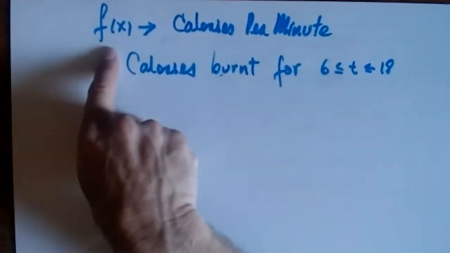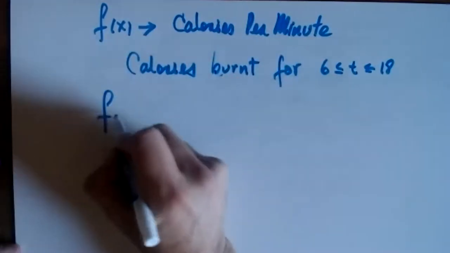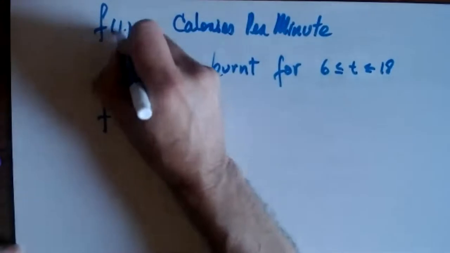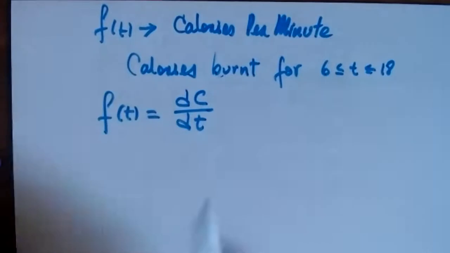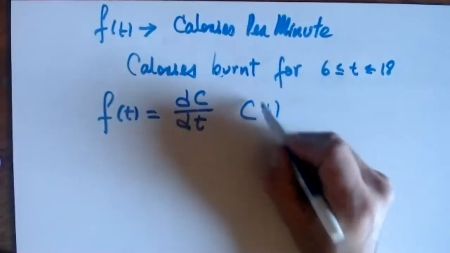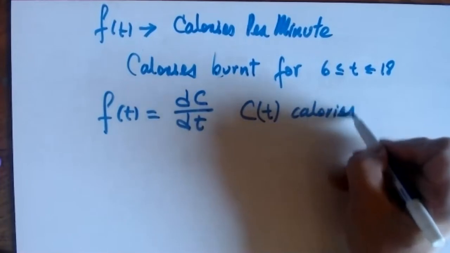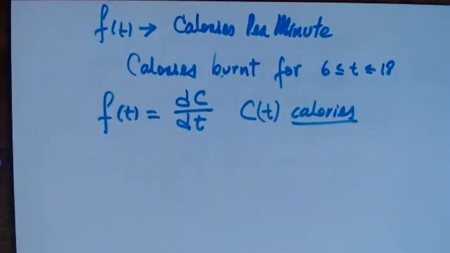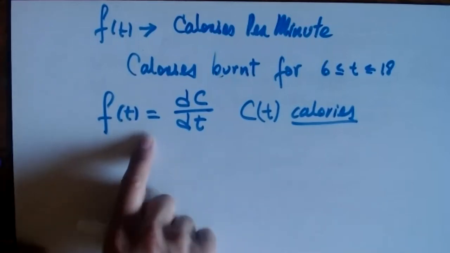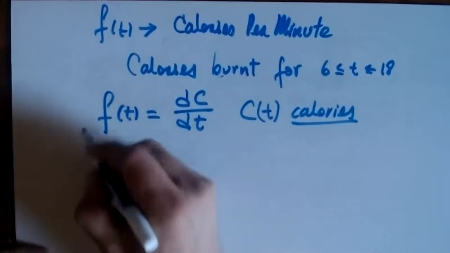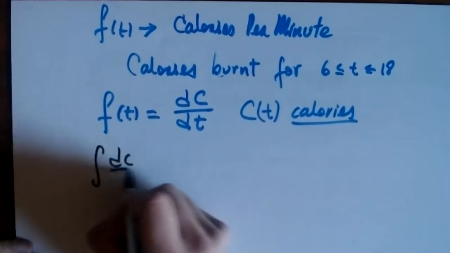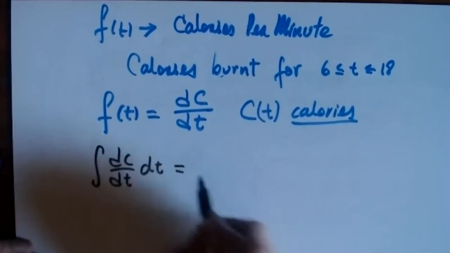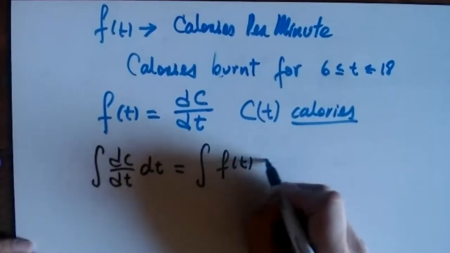Now the function f is calories per minute, so f is the velocity. As you put, f of t is the derivative of calories with respect to time, where c is calories, correct? Calories burned per time. Okay, so if I want to get C, I have to integrate both sides. So I have to do my calculus. So I have to do integral dc over dt equals the integral of f of t dt.